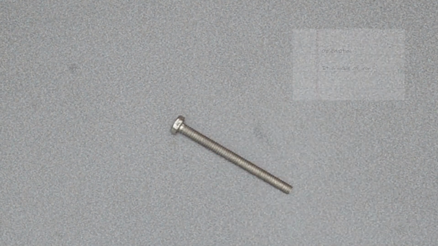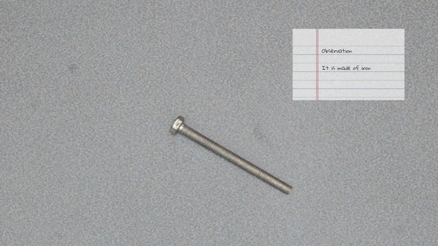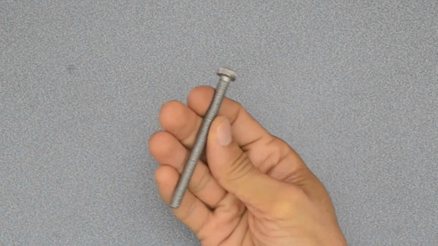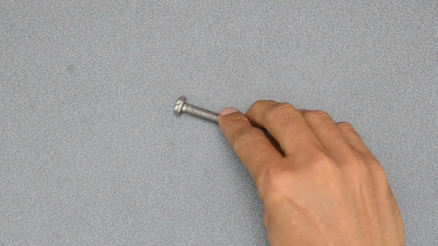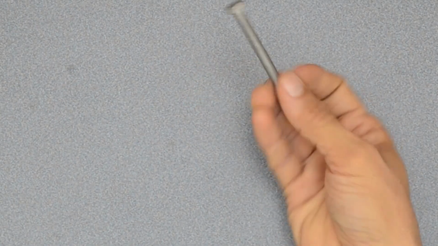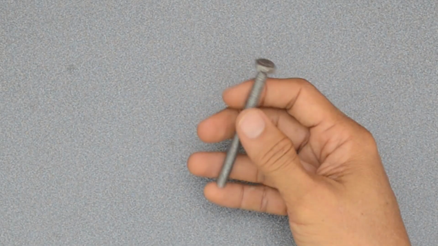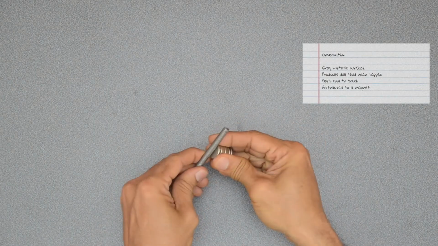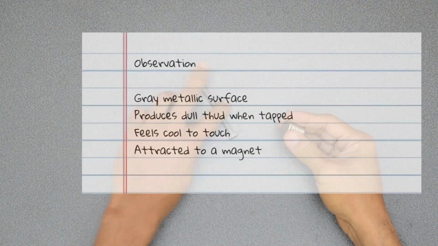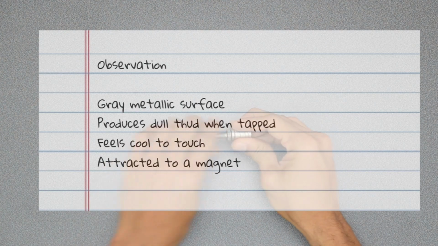Object 1. An iron bolt. It is made of iron. How do you know? Did your eyes detect the atomic structure? No. That is an inference. Gray metallic surface. Produces a dull thud when tapped. Feels cool to touch. Attracted to a magnet. Every one of those is directly detectable by a sense.